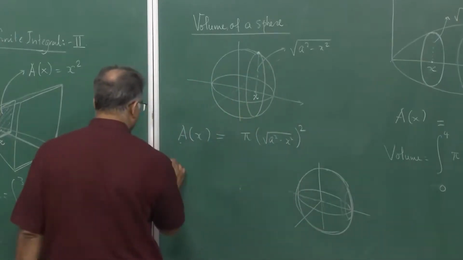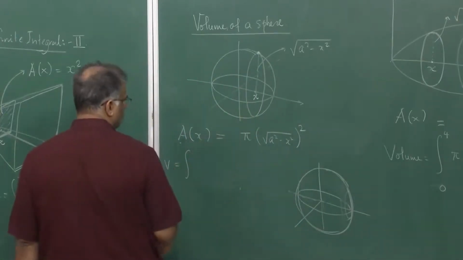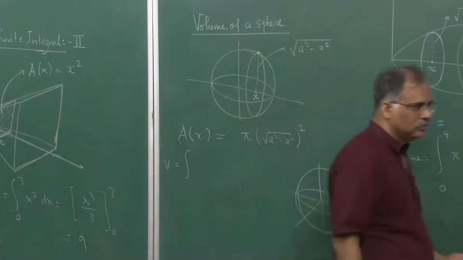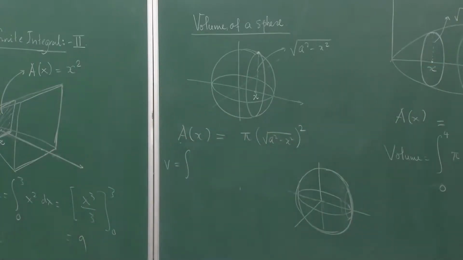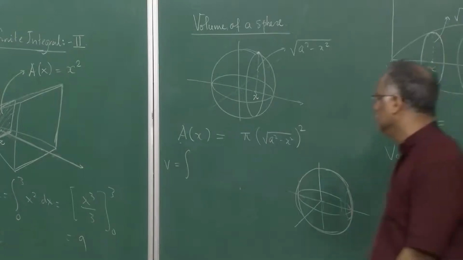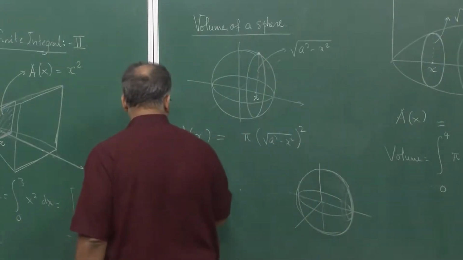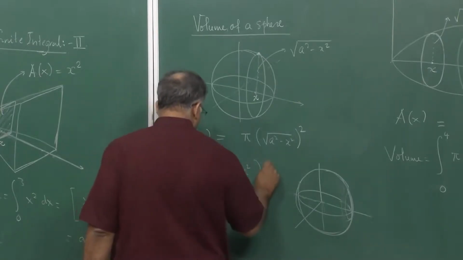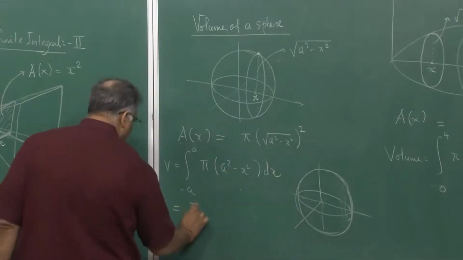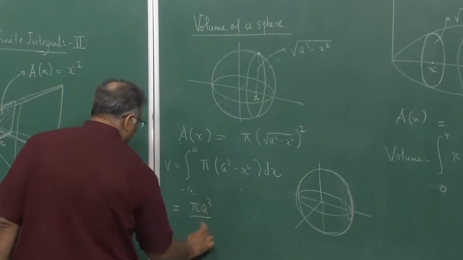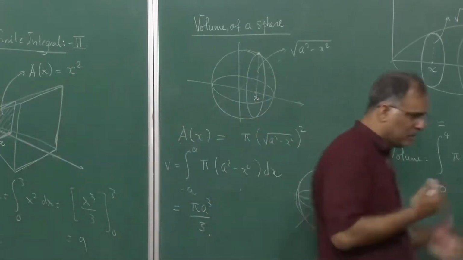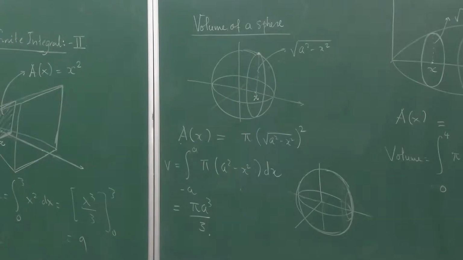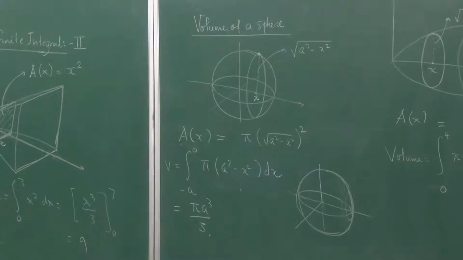Now the volume is the integral from minus a to a of pi times a square minus x square. I would like you to calculate this to give the answer pi a cube by 3. You see, just by simple geometric imagination, you could achieve so much using calculus.